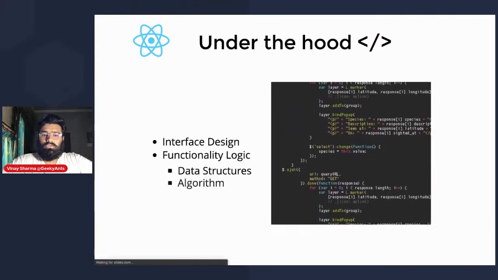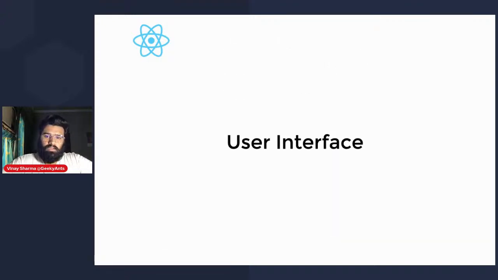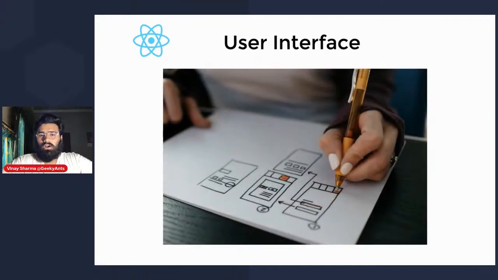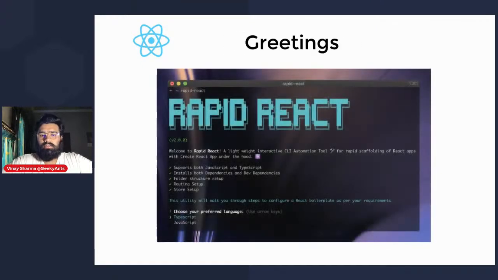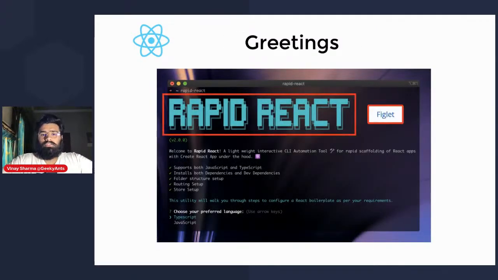Under the hood, we're going to see how the user interface is designed, the functionality logic, what data structure it uses, and the algorithms. The user interface is pretty crucial even if you're building just a simple CLI tool, and I'm going to show you how it works in Rapid React. Over here, you can see that we have written Rapid React. It's nothing but the Figlet library, which is great for ASCII art. So you can use it for this purpose.